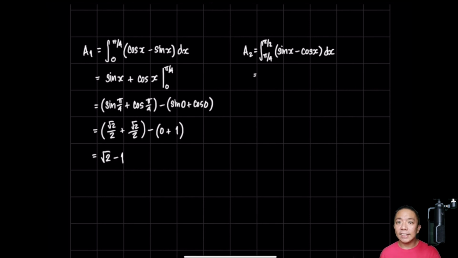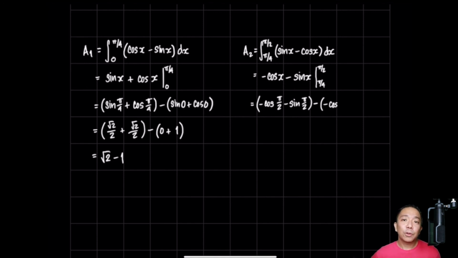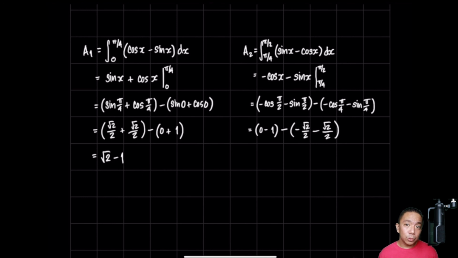Now, dun sa second region, sa right side naman natin. An antiderivative of sine x minus cosine x will be negative cosine x minus sine x. We'll evaluate this from pi over 4 to pi over 2. This will give us negative cosine pi over 2 minus sine pi over 2 minus negative cosine pi over 4 minus sine pi over 4. And evaluating this, we'll get 0 minus 1 for the first group minus negative square root of 2 over 2 minus square root of 2 over 2. So this is essentially negative 1 plus square root of 2 or square root of 2 minus 1.